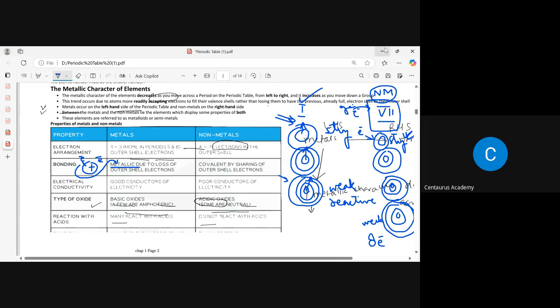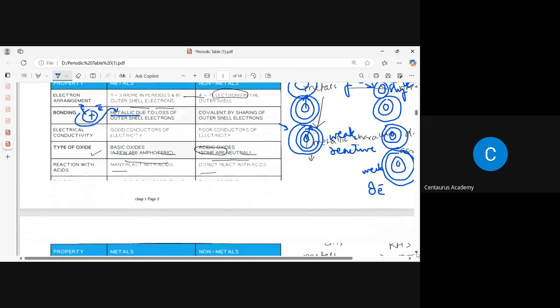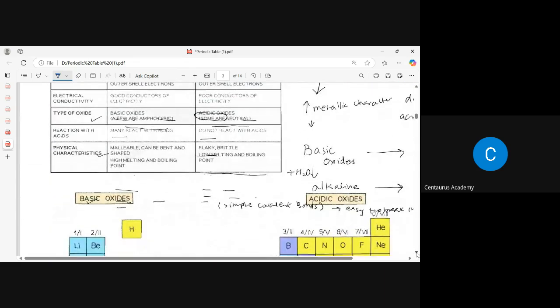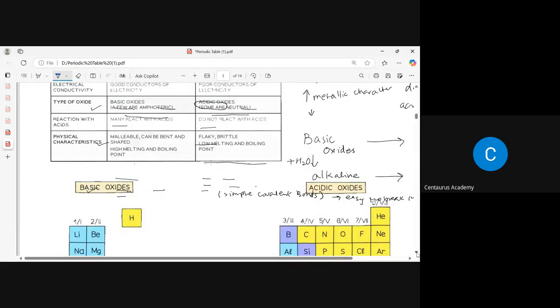Some of the metals which are very less reactive, or noble metals, do not react with acids. For example, copper, silver, or gold, platinum, these are very noble metals. So they're not going to react with acids until and unless you have compounds of them.